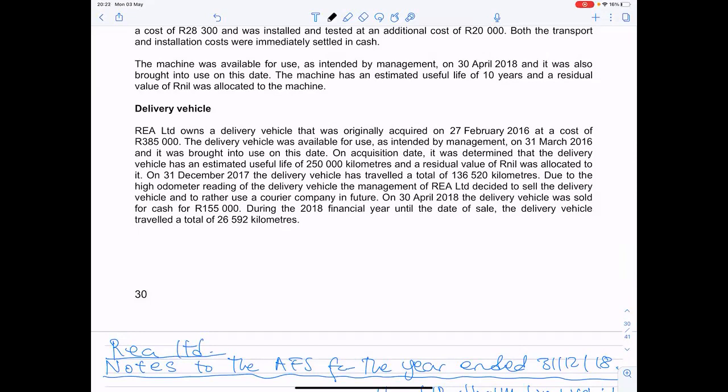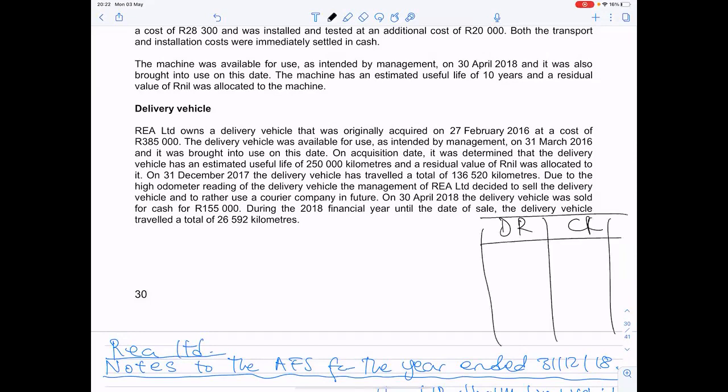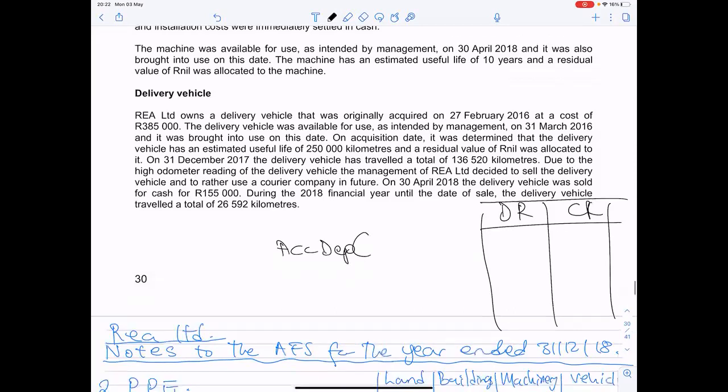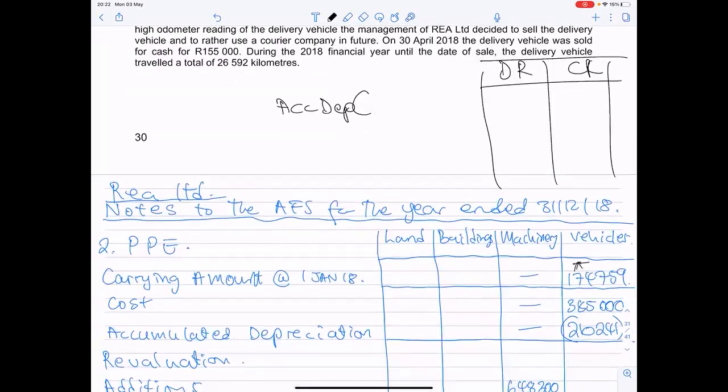We are removing its cost and we are also removing its accumulated depreciation. So when preparing our journal entries, we put our debit and our credit. So how do we remove the vehicle? First, your cost is an asset. It has got a debit balance. Your accumulated depreciation is reducing the cost of the asset, it has got a credit balance. So the one with a credit, you are going to debit it, which is your accumulated depreciation of the vehicle.